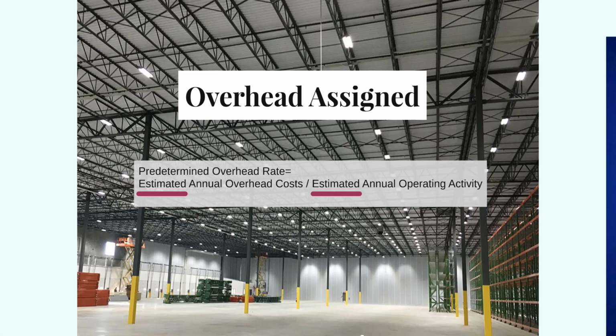So what we will do is apply an amount of overhead to each job based on our predetermined overhead rate. In order to find our predetermined overhead rate, we would take our estimated total factory overhead cost and divide that by our estimated activity. In order to remember this equation, I would remember that it is estimated over estimated. Both of these numbers are estimated amounts.